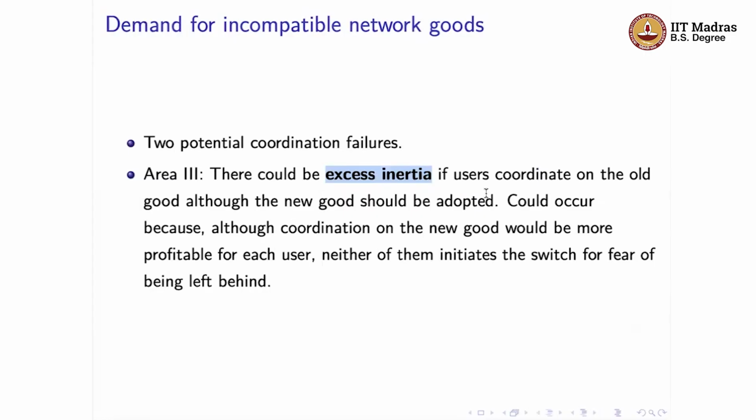Why can it occur? Basically, the consumers are coordinating on the old good because they fear that if they switch and the other person does not switch, that would lead to a lower welfare, right? So this is basically the reason why they cannot coordinate on the new good and are stuck in the old good, right? So that's why it's called a coordination failure, because the consumers cannot coordinate to move to the new good.